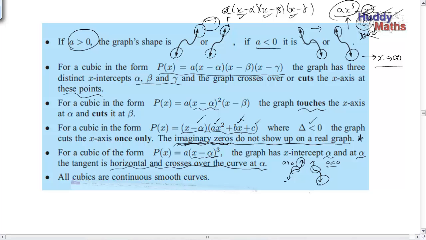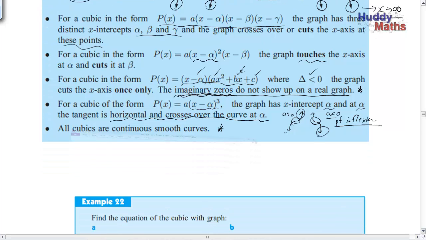A repeated linear factor, or repeated 3 times, is going to give a stationary point there, which is a point of inflection, not a turning point. And all cubics are continuous smooth curves, because we're talking about real polynomials here, and they're continuous functions. There's no asymptotes and that stuff. Okay, let's go down and do something.